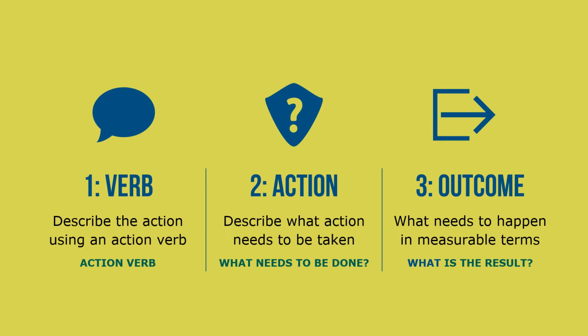When developing your essential functions, use the Key Result Area or KRA formula. The KRA formula provides simple guidance for writing your essential function and responsibility statements. The formula helps you start writing each bullet point with an action verb, making your statement action-oriented. Next, you describe what action needs to be taken. Ask what needs to be done. Finally, you'll define the outcome. Describe what needs to happen in measurable terms. Ask what's the result.